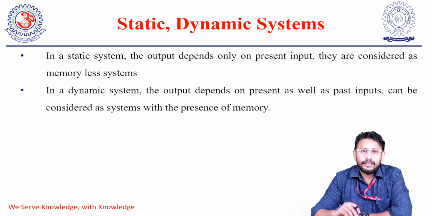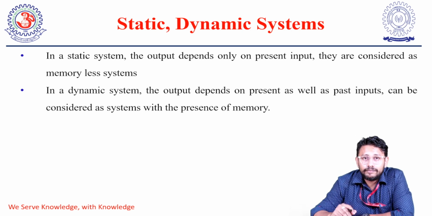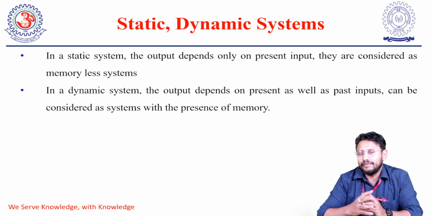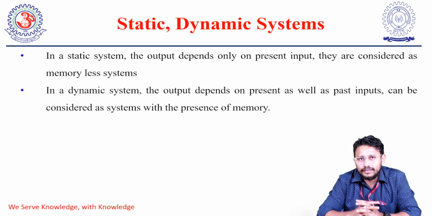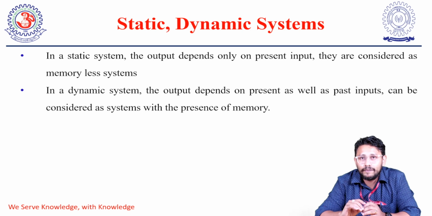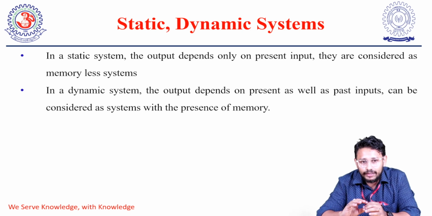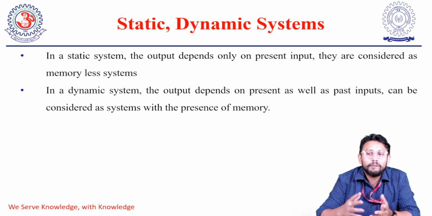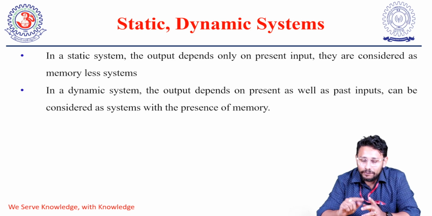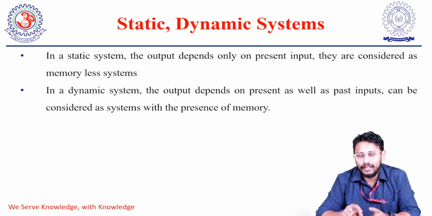to the next division, static and dynamic systems. We have come across many static and dynamic systems in our real life. Let's have a look. Now, in a static system, the output of a system at a particular time depends only on the present input. And these are considered to be those systems which do not bear memory. Whereas in a dynamic system, the output depends on the present input as well as the previous input.